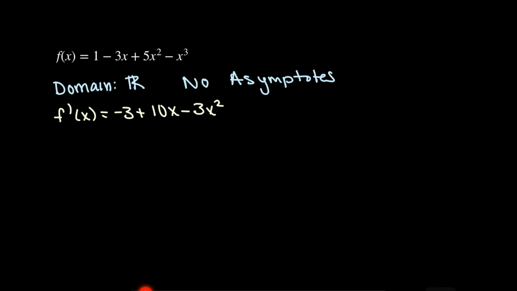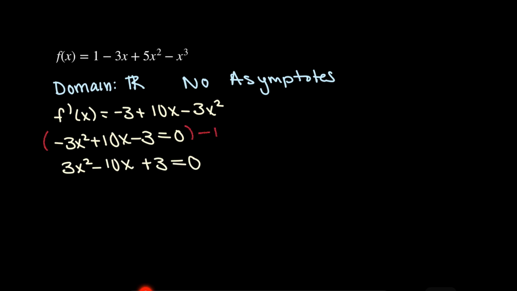All right, so to figure out where this function is increasing or decreasing, we have to analyze the first derivative. So the derivative would be negative 3 plus 10x minus 3x squared. So there's my derivative. If I want to figure out where the function is increasing or decreasing, I have to find the critical points. To find critical points, I'm going to set my derivative equal to 0. So now I need to solve negative 3x squared plus 10x minus 3 equals 0.